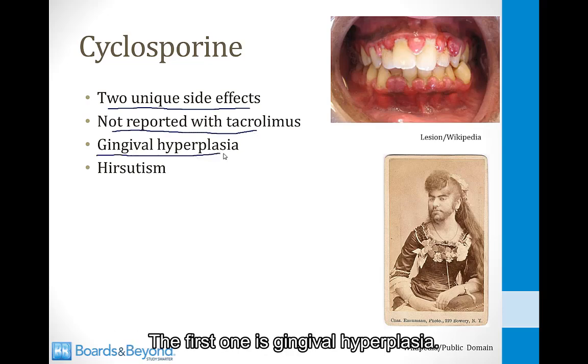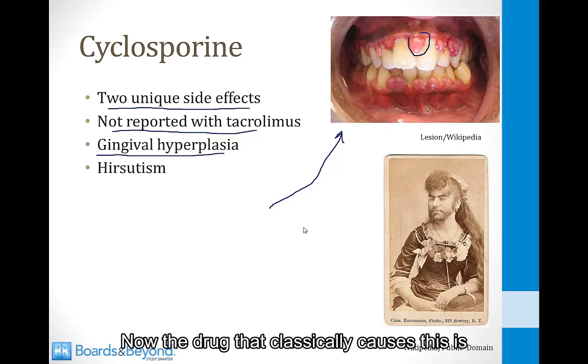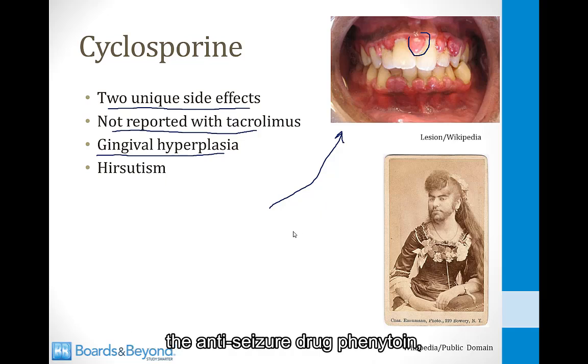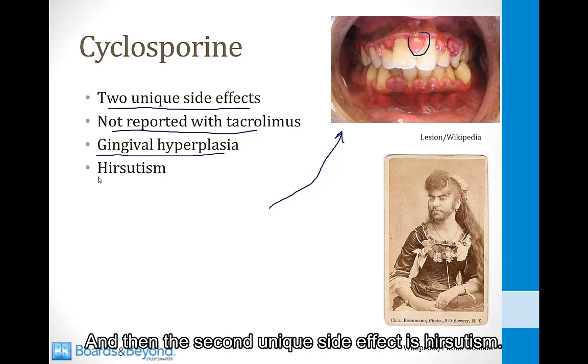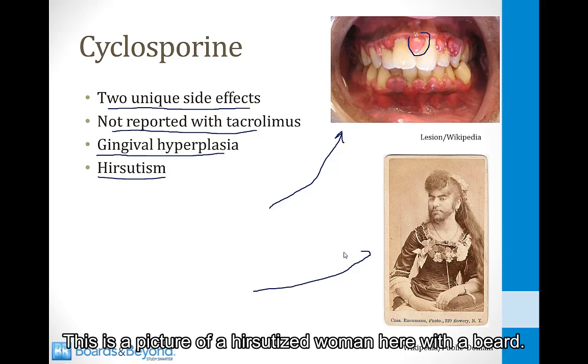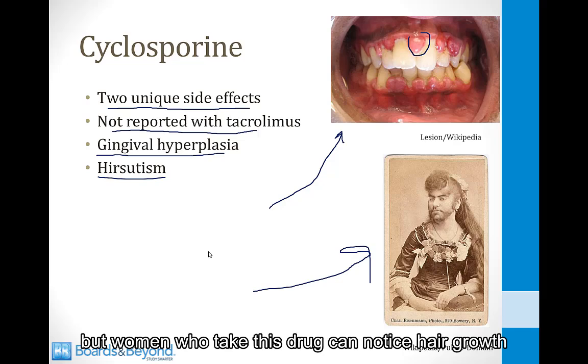The first one is gingival hyperplasia. If you look at this picture up here, you can see that this person's gums are growing down over their teeth. That is gingival hyperplasia. Now, the drug that classically causes this is the anti-seizure drug phenytoin, but you should also think of it with cyclosporin. And then the second unique side effect is hirsutism. This is a picture of a hirsutized woman here with a beard. Usually it's not this severe in people taking cyclosporin, but women who take this drug can notice hair growth and other features of hirsutism.